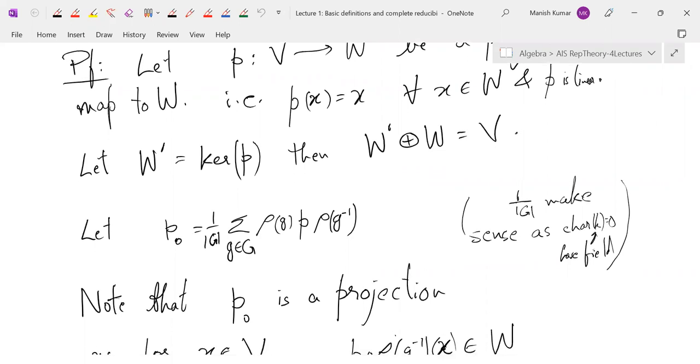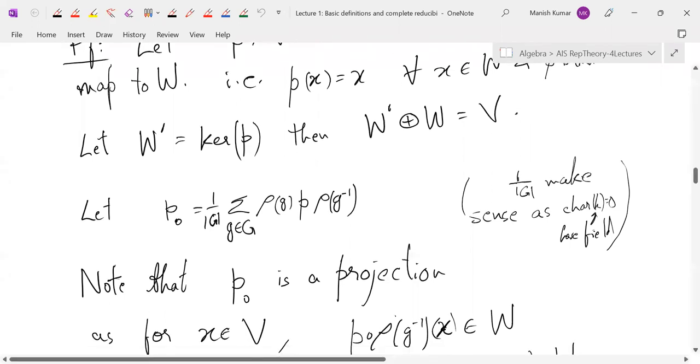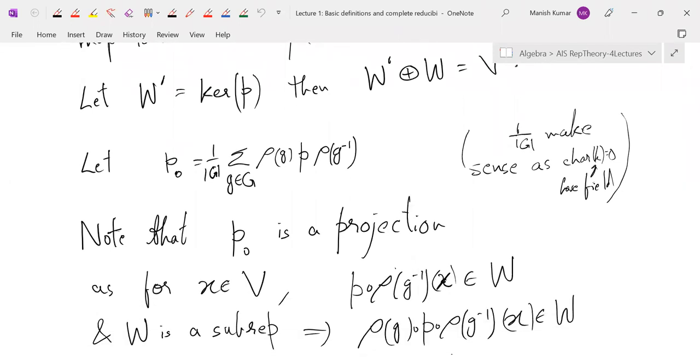Okay, so this is a composition of three linear maps. So this particular term is linear, and of course, a sum of linear maps is linear. So P0 is a linear map, and it's an endomorphism of V. We just have to check that it is indeed a projection on W. So we'll have to show that the image is W, and on elements of W, it's identity. So let's take some element x first.